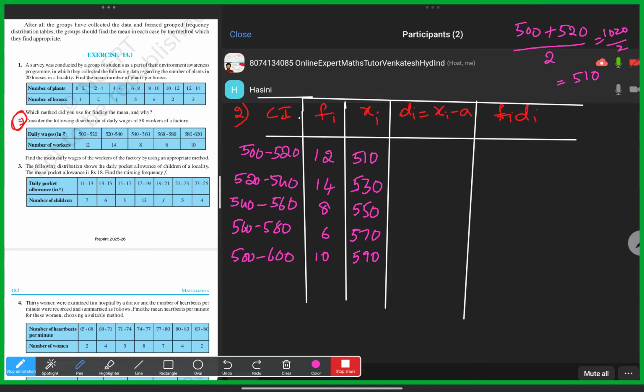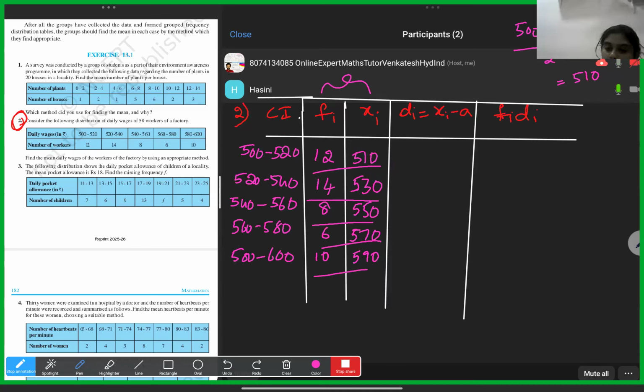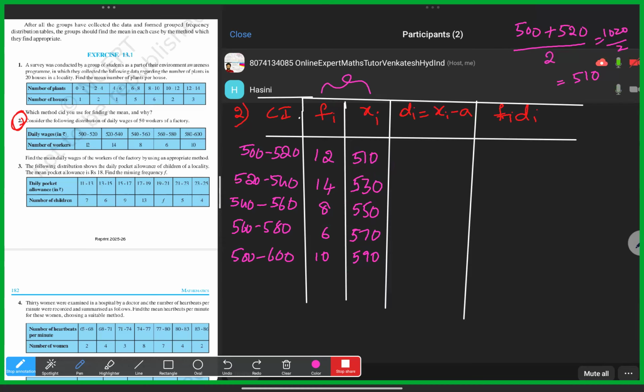Now Hasni, if we went for the direct method in this question, the next column would have been the fi xi column. So 12 into 510, 14 into 530, this multiplication alone will take time. Then you have to add all those fi xi, sigma fi xi, so it will take time, and then the division is a waste of time. Bigger numbers will come.